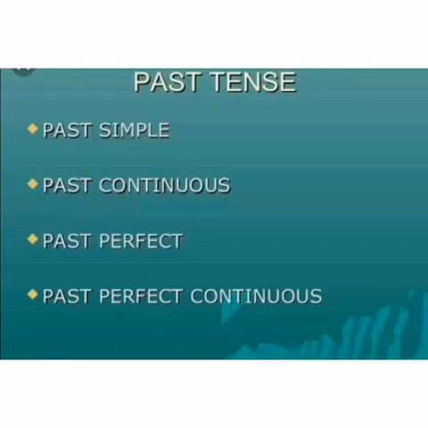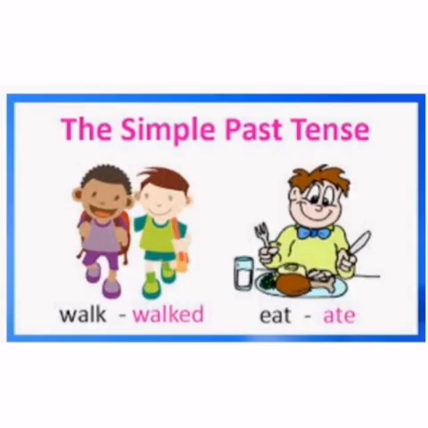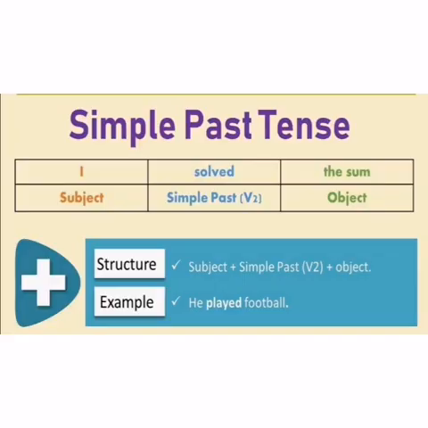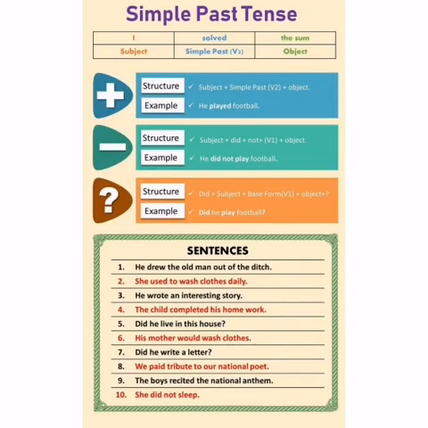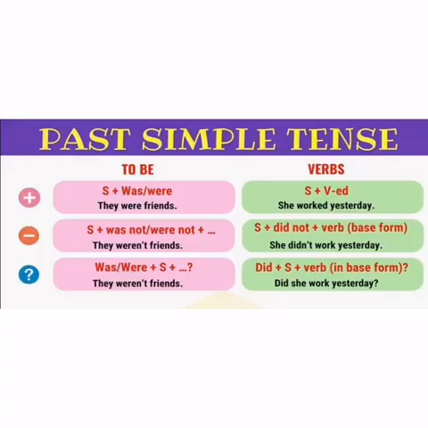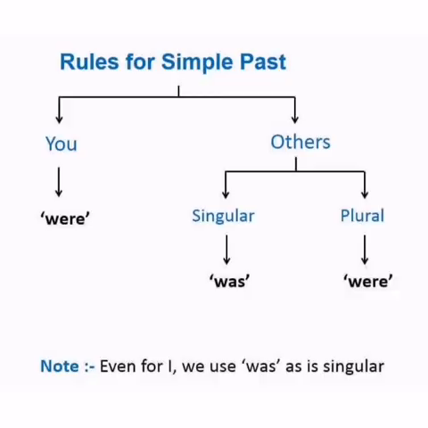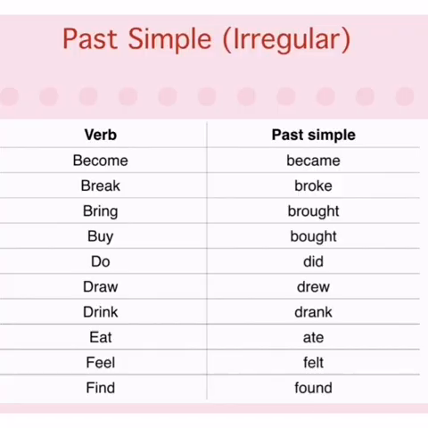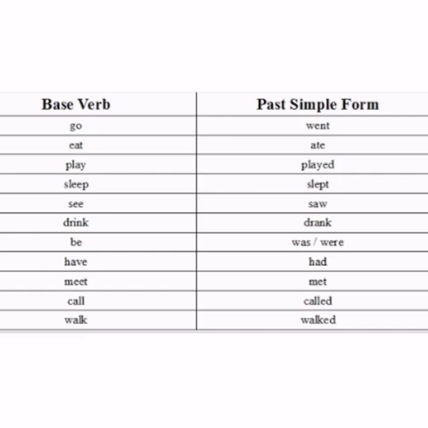Here are some slides about past tense, the classification, and the simple past, with some examples also. This is the structure of simple past tense and an example, as well as when we have to use it, and some model sentences. Here are a positive statement, a negative statement and a question. Here is when we use was and were. This slide shows the irregular verb forms in past simple, and these are the regular verb forms, that means you don't change them at all.